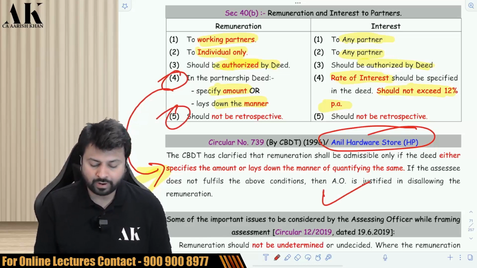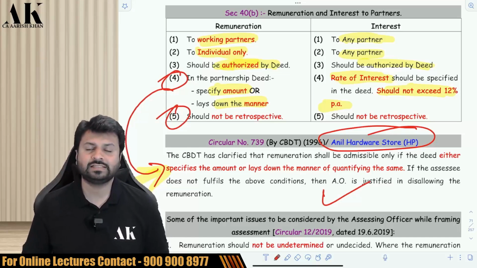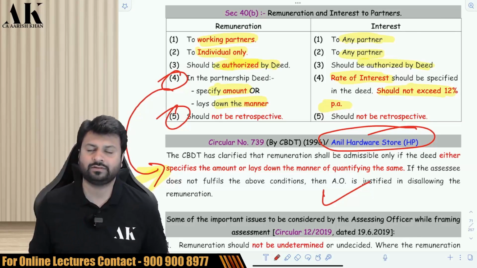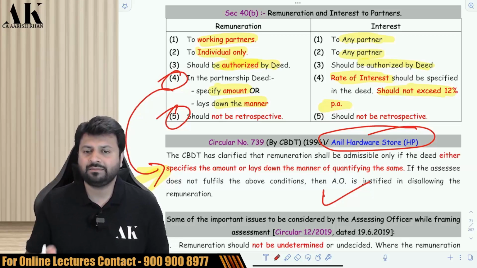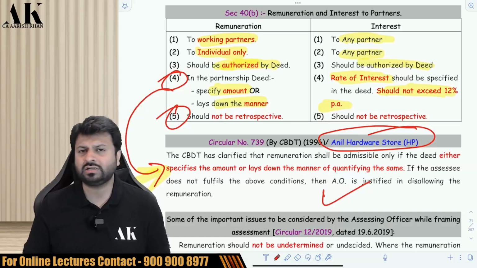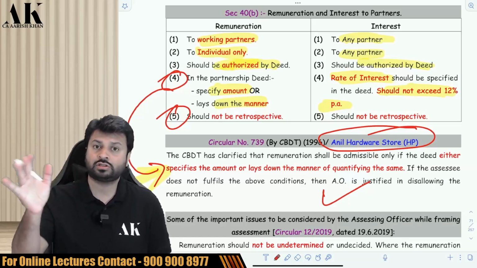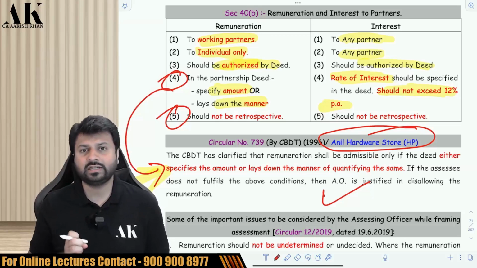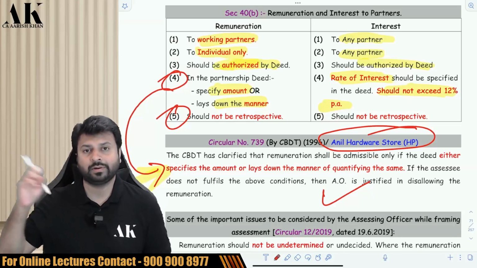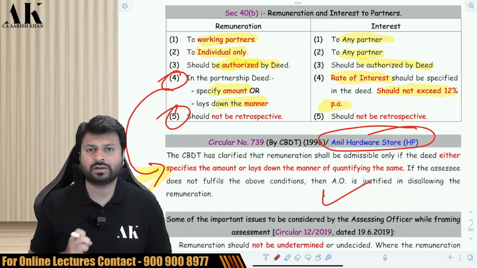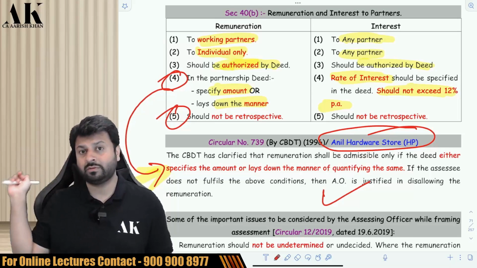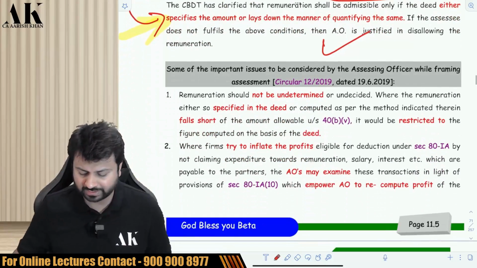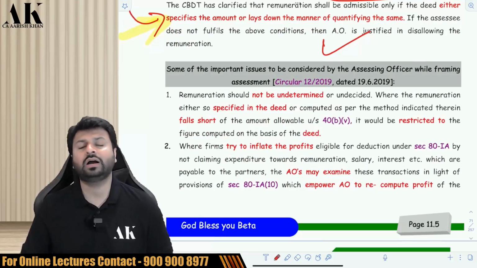You can check. Point number 5 is the last point over here, which says that remuneration and interest both have to be prospective, not retrospective. For example, suppose we are putting the clause of remuneration in the month of October, that we will pay remuneration to the partners. Then the deduction will be allowed from October, not from April. You cannot put a clause in the month of October that partners are eligible for remuneration from April. No, retrospective clause is not allowed. It has to be prospective, prospective, and prospective. Is it clear to all of you? I hope it is clear.